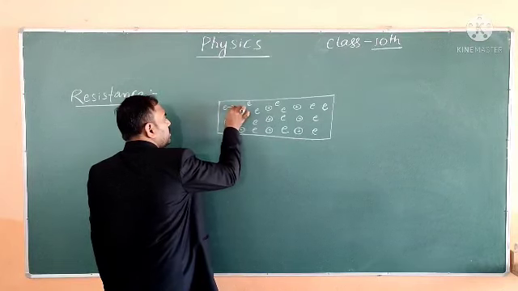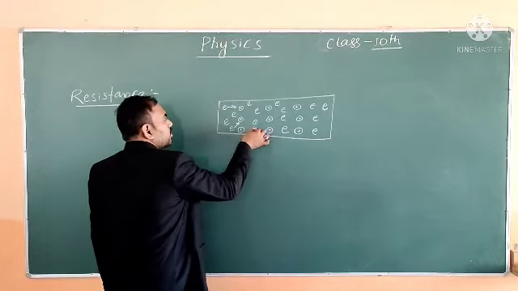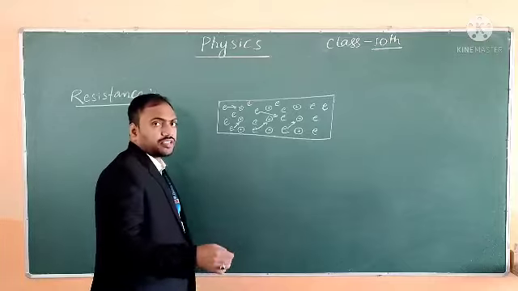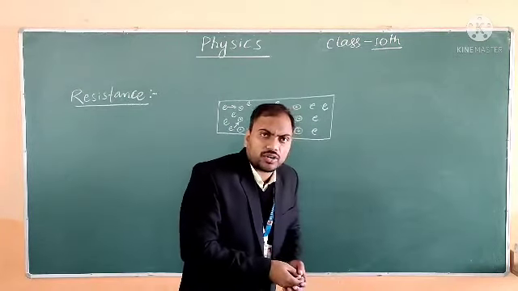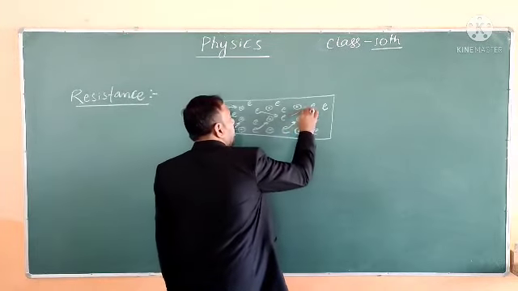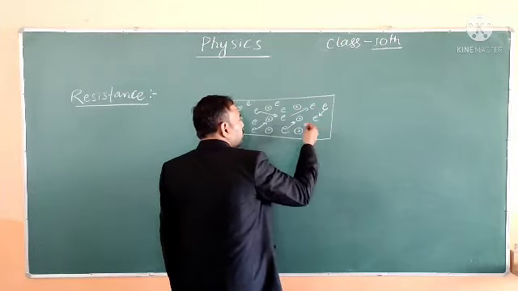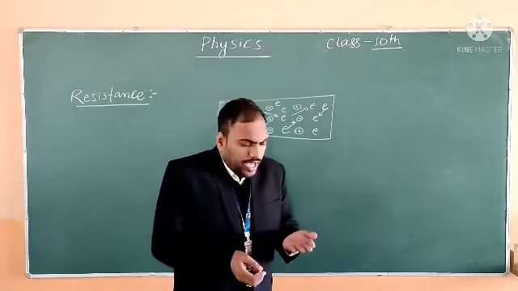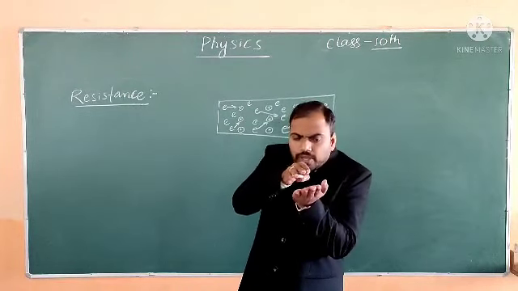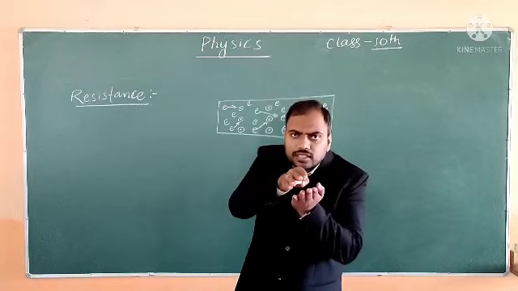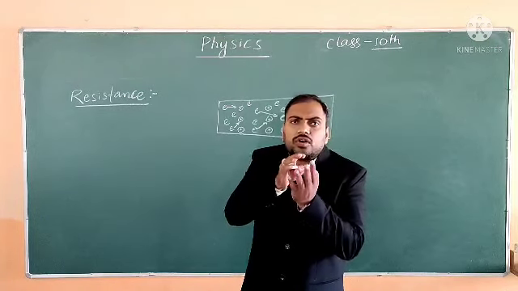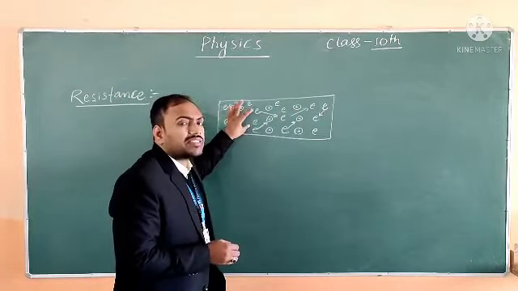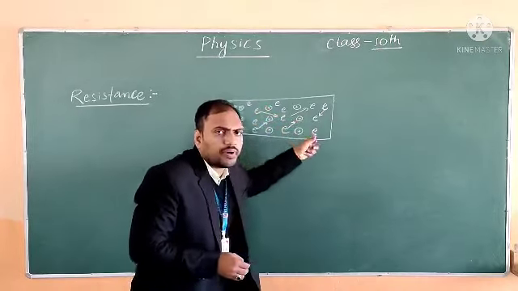The movement of electrons is random. They are collided by ions, an electron collides with another electron, and this causes a large amount of collision. And this causes what? Friction. As electrons are moving and colliding with other electrons and with positive ions, this offers resistance. And this collision causes less movement of electrons, almost no movement of electrons.